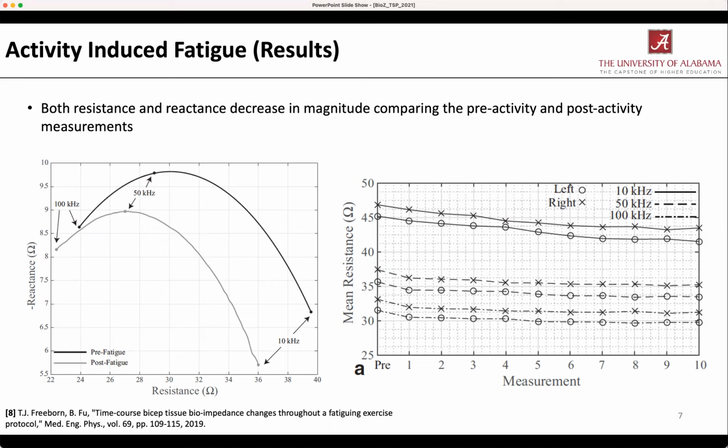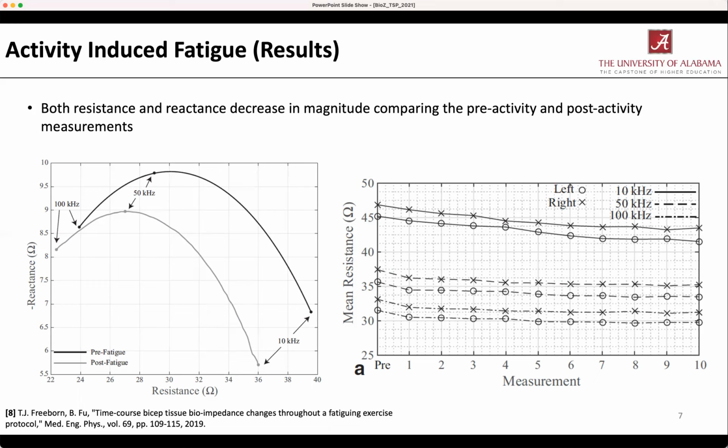Now, if we compare and look at a single discrete frequency, so if we look at 10K, 50K, and 100K for each set of measurements we've done, that's what we're presenting here in the right-hand figure. We have the mean resistance across all participants at each one of these sets. So we see a decreasing trend. We see that decrease between each of the sets. So what does this tell us? Activity leads to a decrease in the tissue resistance.